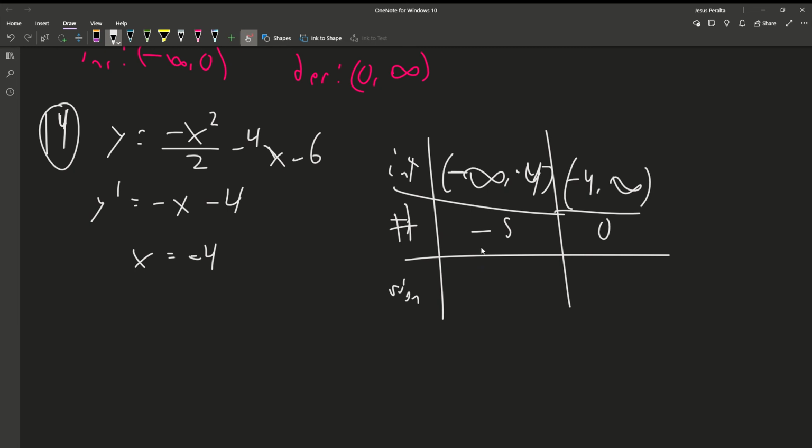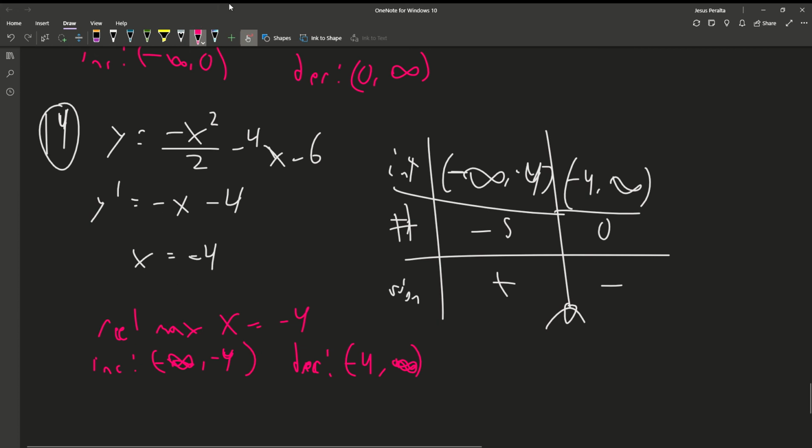So then from here, we plug it in. That would become a 5, it would be a positive. This would become a negative. So this goes from positive. So then it would be a relative max. So now we have our relative max at x is equal to negative 4. We have increasing at negative infinity to negative 4. And we are decreasing at negative 4 to infinity. I really need to practice my infinities. Last problem.